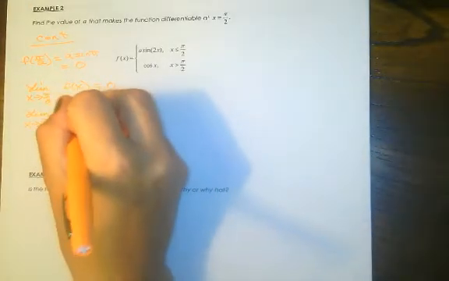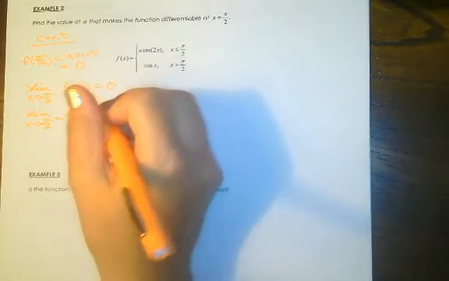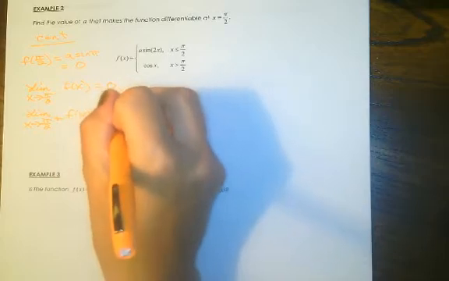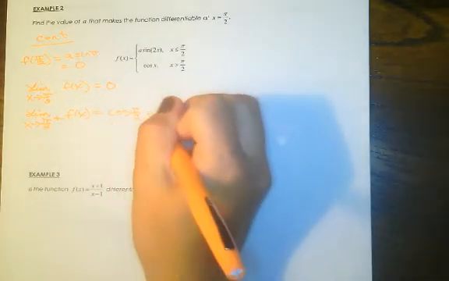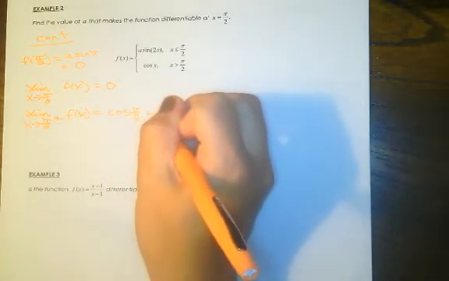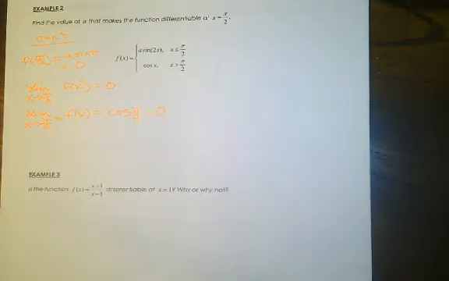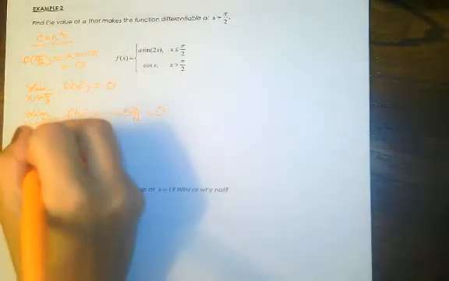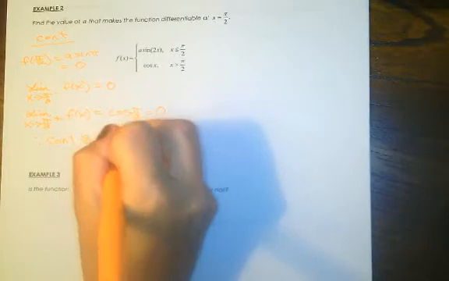of f of x this time, so that's going to have to be cosine of pi over 2, and cosine of pi over 2, that's the top of your unit circle, okay? So that's an x value of 0, okay? So we have that the limit exists, the evaluation exists, they all equal each other, so therefore it's continuous at x equals pi over 2.